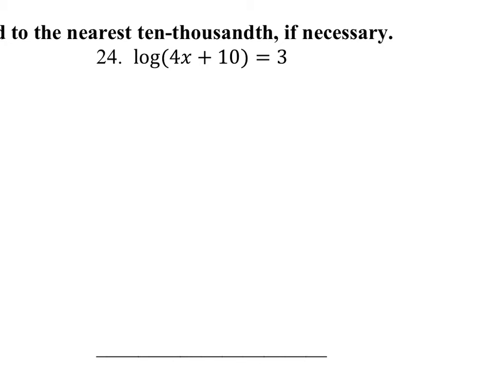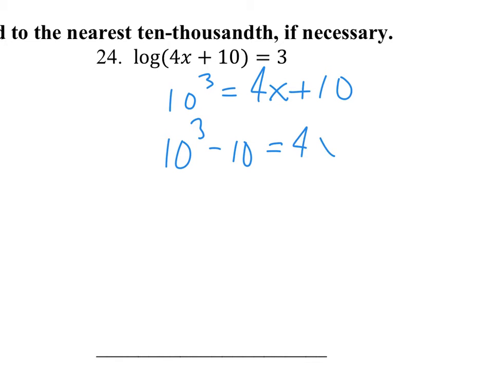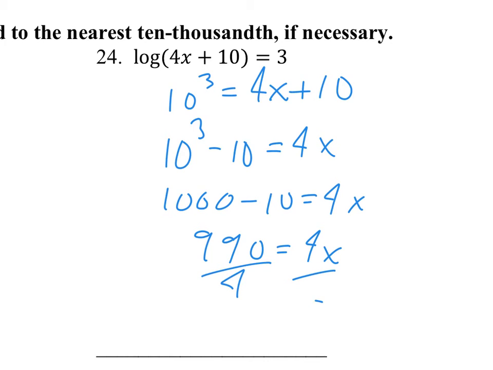For number 24, again we'd have a log here. We would write this in exponential form. So we'd have 10 to the 3rd power equals 4x plus 10. So again, really we just have to isolate the x. So we subtract 10 from both sides. And we could actually figure out that that 10 to the 3rd is 1,000 if we wanted to. It's an easy enough value. And then we get 990 when we take the 10 away. And then we just divide by 4 in order to see what x is.